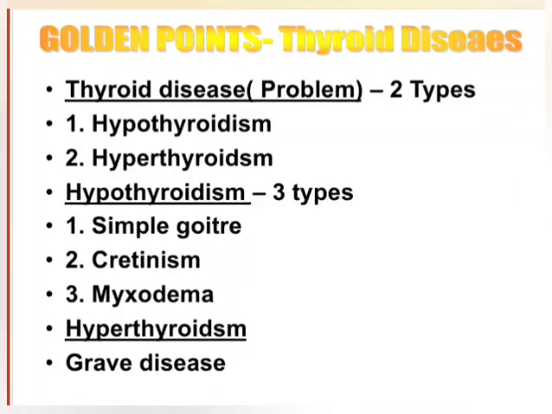The thyroid gland diseases, such as hypothyroidism and hyperthyroidism, in golden point segment. Hypothyroidisms are of three types. Number 1, simple goiter. Number 2, cretinism. Number 3, myxoedema. This question itself is possible to be asked as a NEET question, such as: cretinism is a hypothyroidism, or option B, hyperthyroidism, or hypoparathyroidism, or hyperparathyroidism. Such a question is possible to be asked. The hyperthyroidism examples are Grave's disease or exophthalmic goiter.